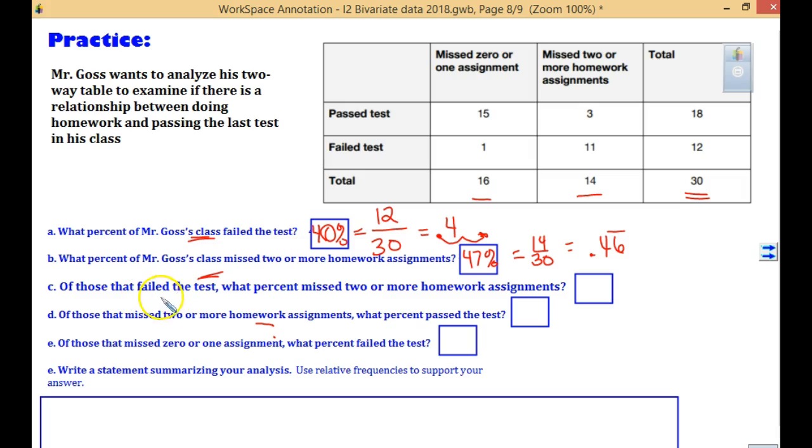If we look at C, the ones that failed the test, that is going to be our row. Do you agree? Going across, we're looking at all those who failed, which we're going to divide by 12. What percent missed 2 or more assignments? So please, on your calculator, divide 11 by 12. And we're going to change it right away. Don't put that decimal. We're going to put the percentage, which would be about 92.